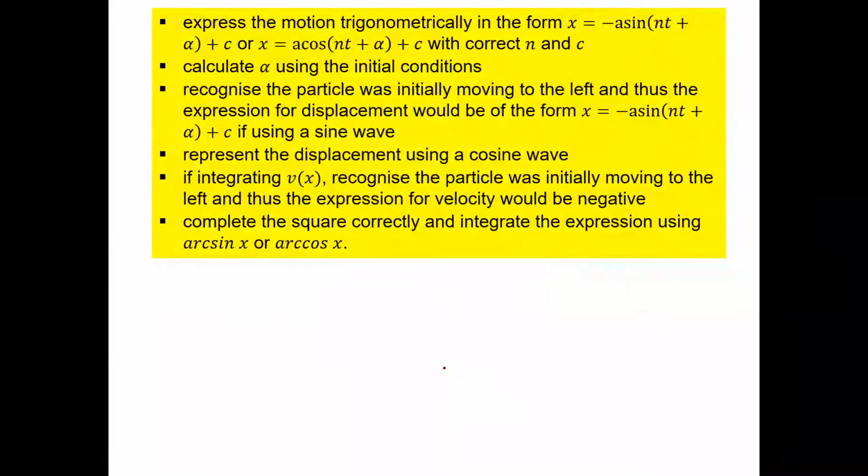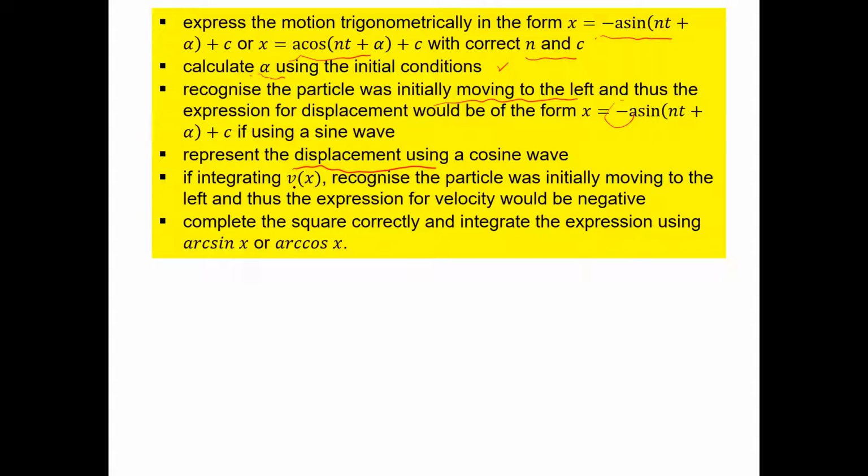For a better response, express the motion in trig form as negative a sin(nt plus alpha) plus c, or a cos(nt plus alpha) plus c, with the correct n and c. Also calculate alpha using the initial conditions. Recognize the particle was initially moving to the left, and thus the expression would be in the form of negative a sin(nt plus alpha) plus c, rather than a positive. Represent displacement using a cosine wave.